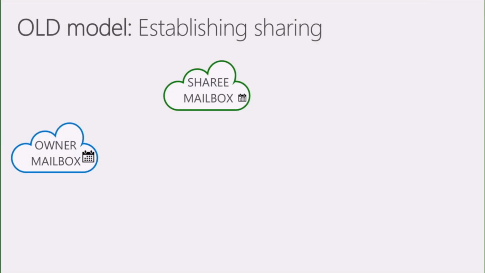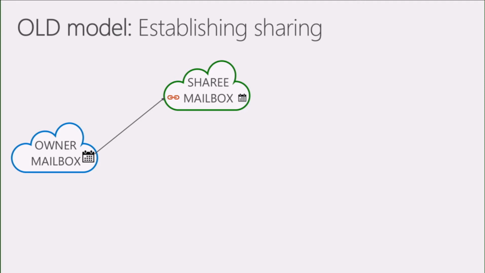So I want to talk a little bit about the architecture of how shared calendars work today, so you can understand the new model and how that works, and think about that for your users. So today when an owner shares to a sharee, what gets created in that sharee mailbox is a linked calendar entry.